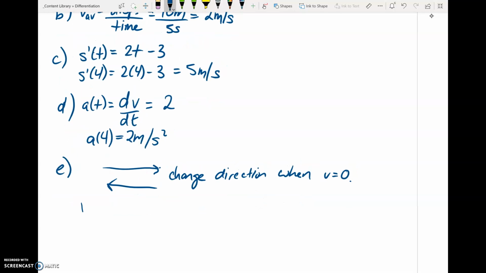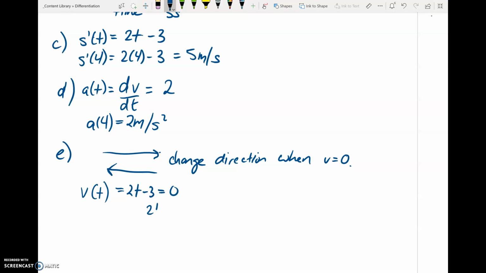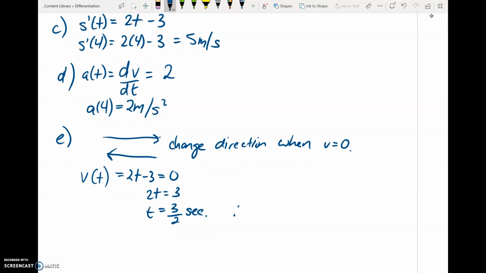So we're going to set our velocity equation that we found in part C and then set it equal to 0 to solve for the time for when that happens. So that's 2t is equal to 3, and t will be 3 over 2 seconds. So therefore, the particle is going to be at rest at t equals 3 over 2 seconds.